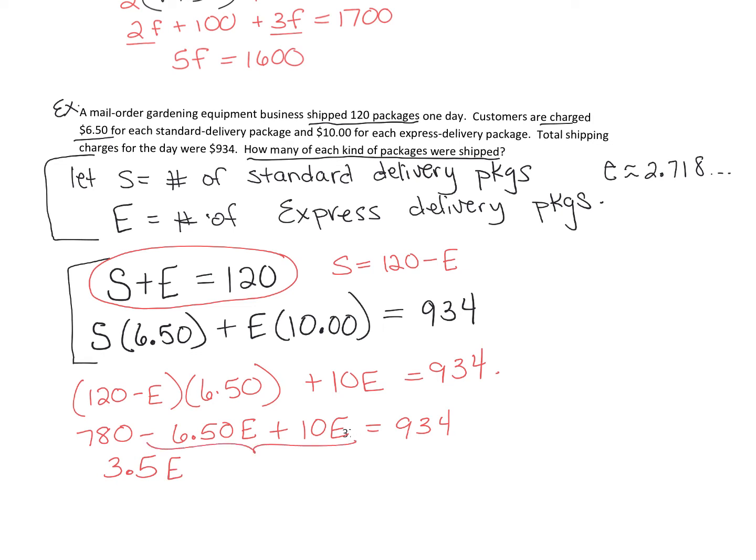I'll take the 934 and subtract 780. That gives me 154. If I divide that by 3.5, I get E equals 44. At this point, I can plug that in here. 120 minus 44 gives me 76.